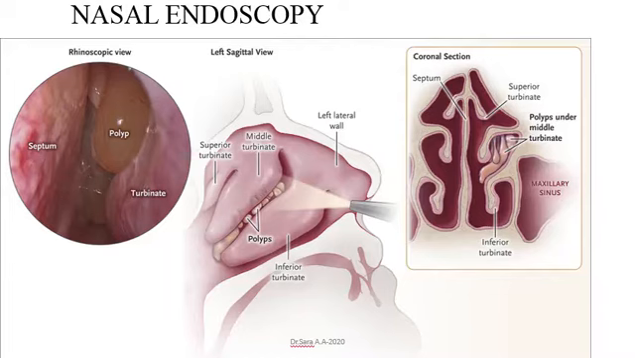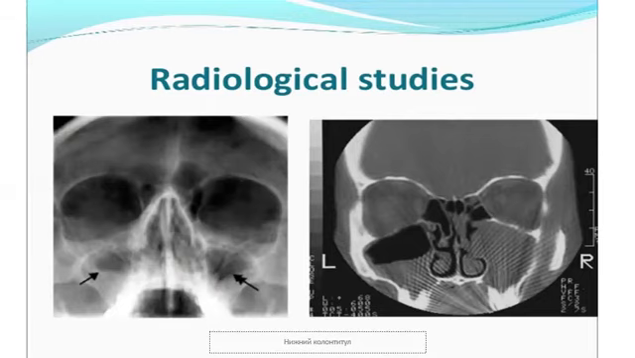This is the schematic view, also a schematic view. We see the septum, and this is the middle turbinate. Under the middle turbinate, this region is very important, and this is the patient's view. Among the radiological studies, this is the X-ray examination where we can see opacity. But this CT scan is the coronal section. On the right side, we can see whole opacity, and on the left side, we can see the air fluid level.